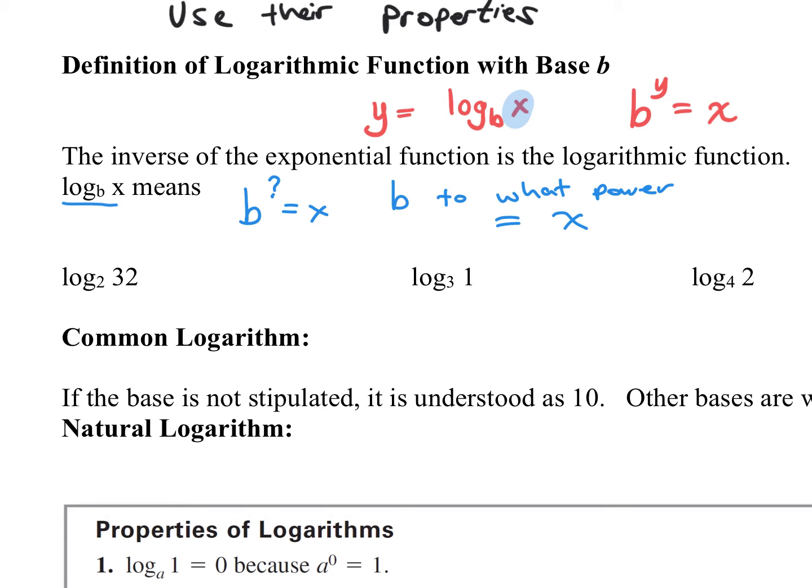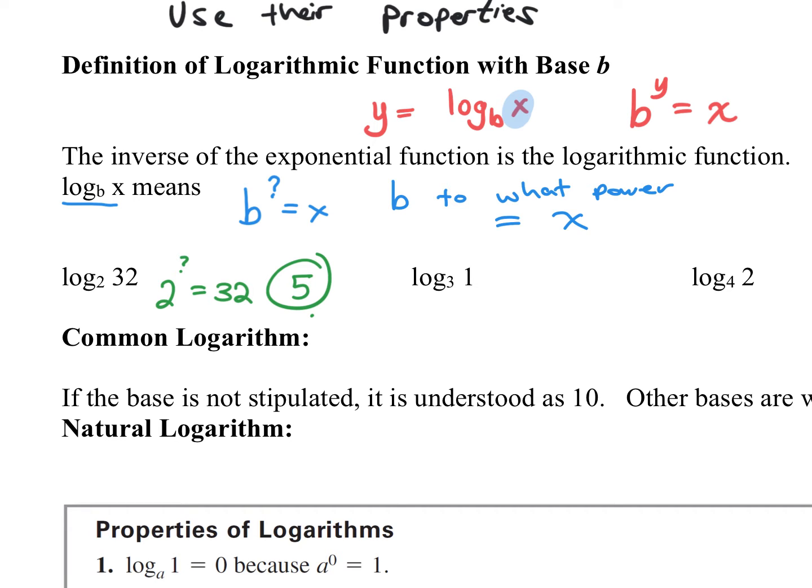On this first example, we have log base 2 of 32. What that's asking me is what power do I need to raise 2 to, what power equals 32. In this case, 2 to the 5th power is 32, so our answer there is 5.